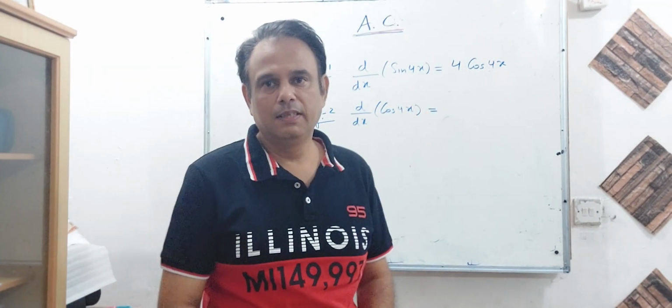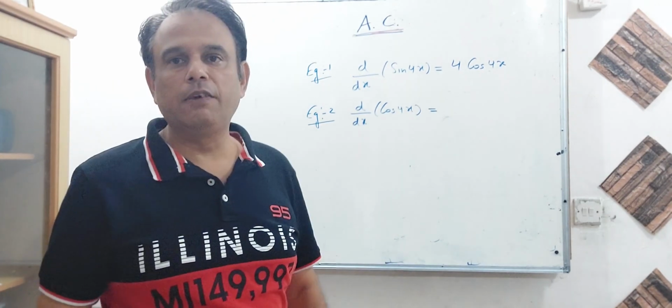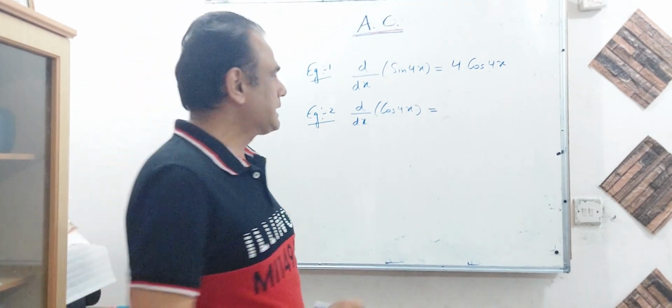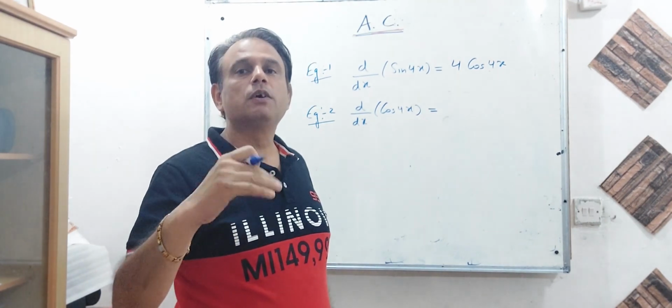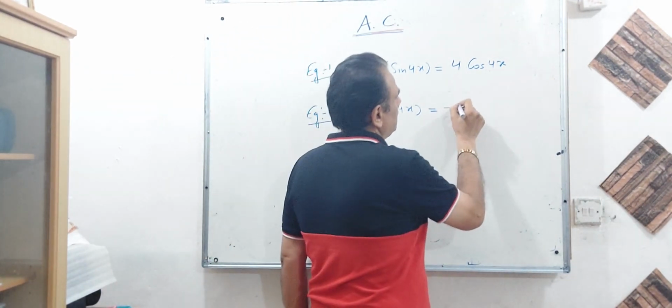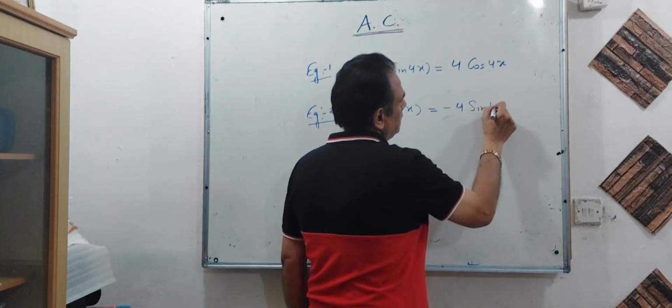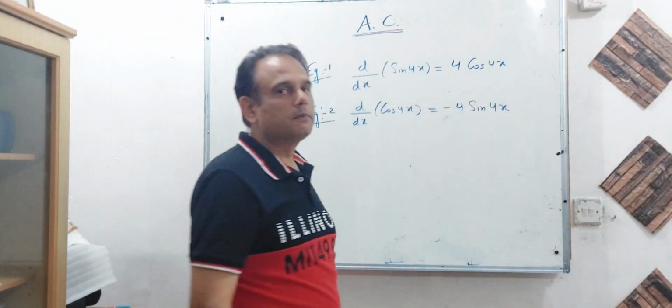Try the second one. Differentiation of cosine 4x. Yes, correct. Differentiation of cos is minus sine. Remember, differentiation of cos is minus sine, and 4 also comes out.